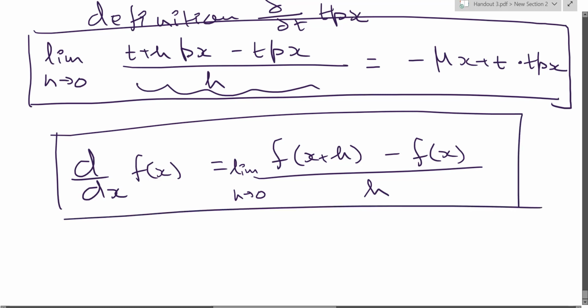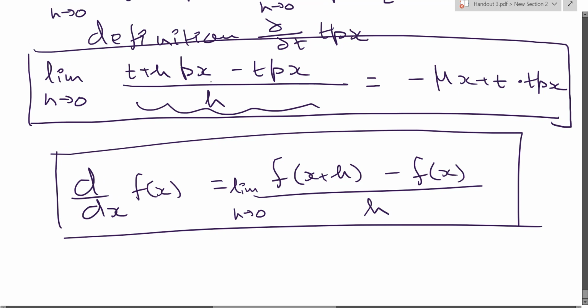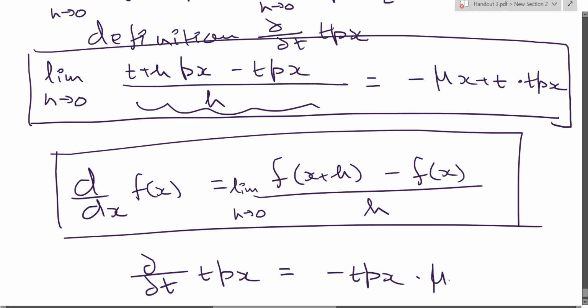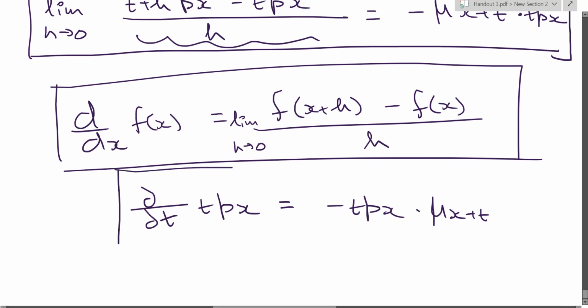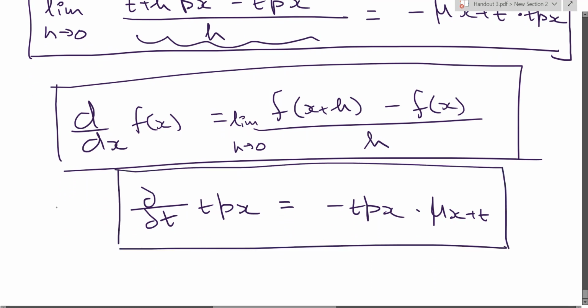This is the derivative of f(x). So the derivative of tPx with respect to t, here we are differentiating with respect to t, so we are taking the difference over the change in t, right? So this is the derivative of tPx. So I can say d by dt of tPx is equal to minus tPx mu x plus t. This is the derivative of tPx. Always remember, this is very important. So this I'll call star.